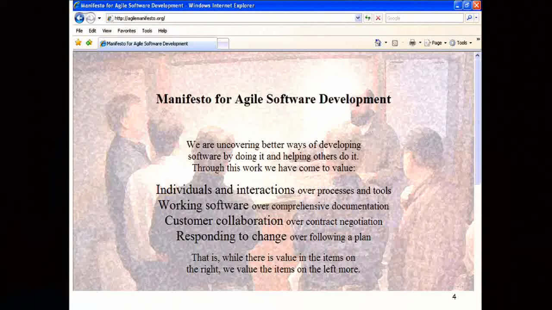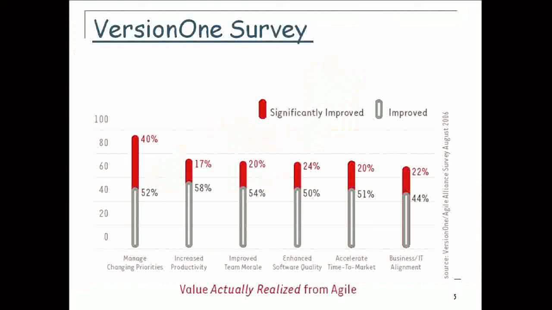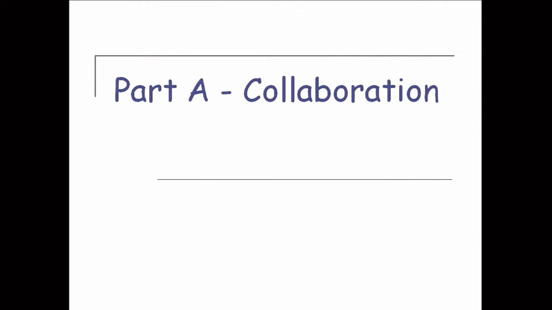I didn't know if you're familiar with agile software development, so you're familiar with the Agile Manifesto? Okay, you'll get the idea. And with the good results of agile projects, it does many good things to software projects. It increases the business IT alignment, accelerates time to market, enhances software quality, improves team morale, increases productivity, and helps to manage requirement priorities. This is based on a survey that was done with several thousand practitioners. Most of them declared that they got better results with agile software development in these respects. So this is background, and let's start with the first part, which is about collaboration.